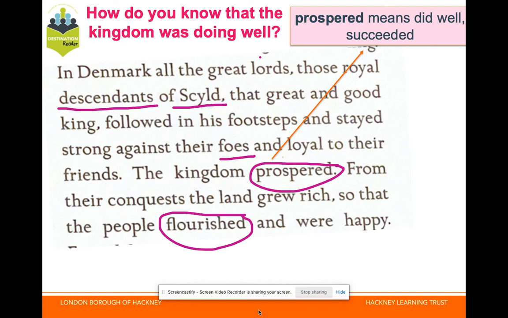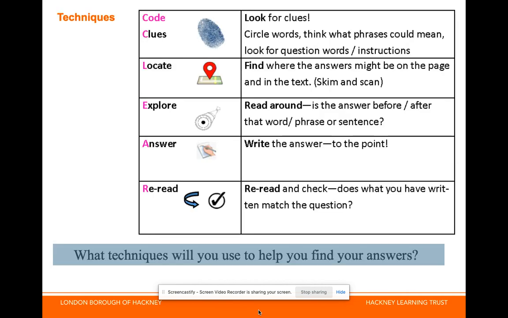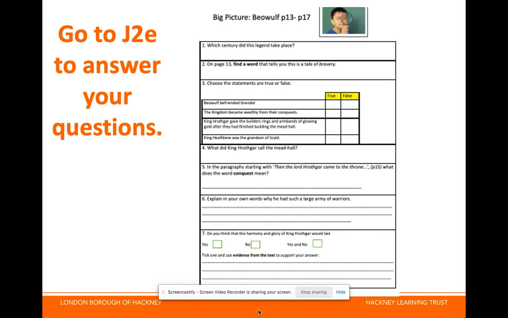Okay, from the conquest, the land grew rich, so the people flourished. Again, I've got my dictionary ready, and I'm finding out that flourished means thrived or did well. So all these words here give me a clue to how to answer my question. So I have evidence from the text, I know what the words mean, and I can put it in my sentence. So here are the techniques again. You can pause the video at any time to read around those to find out what will help you to find your answers.